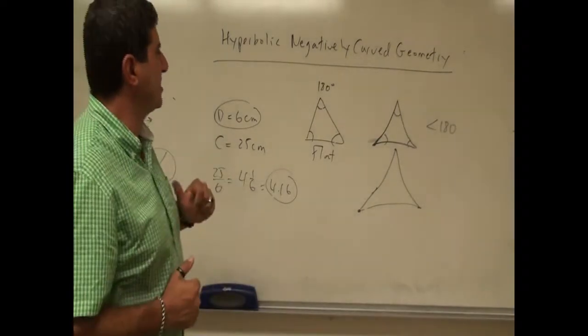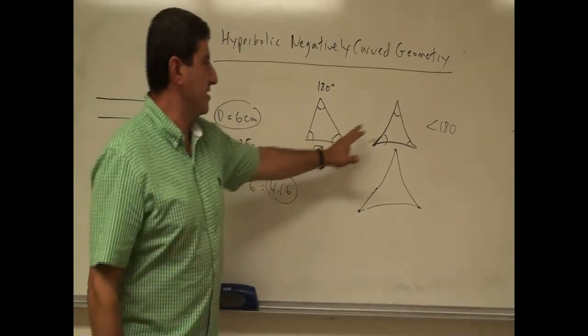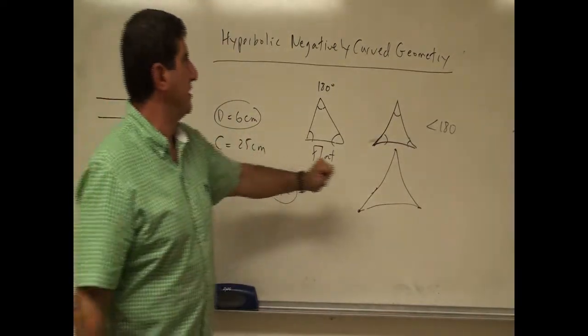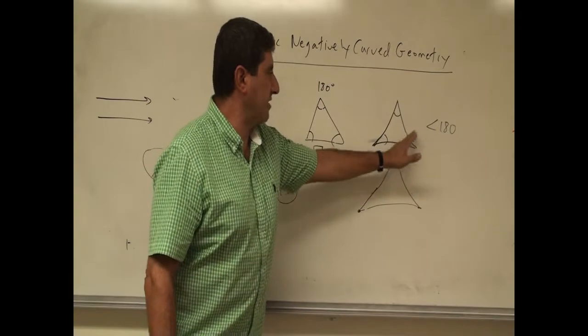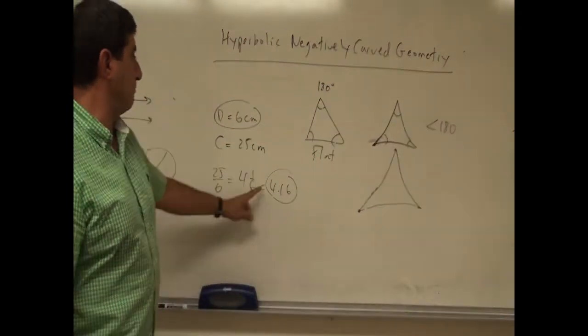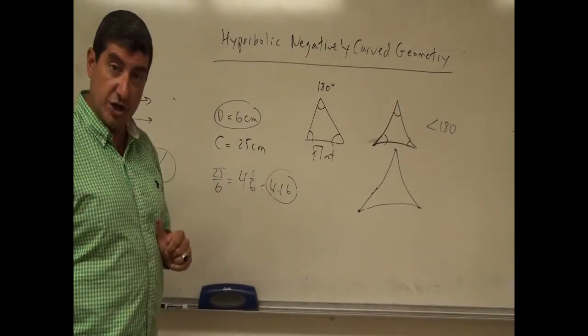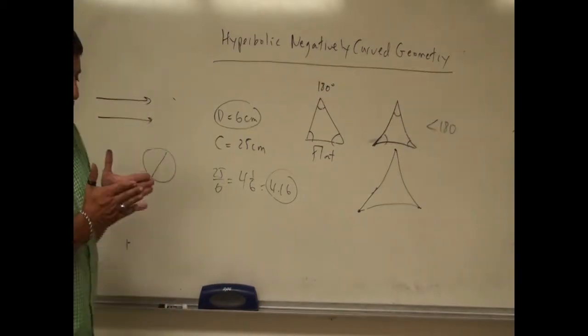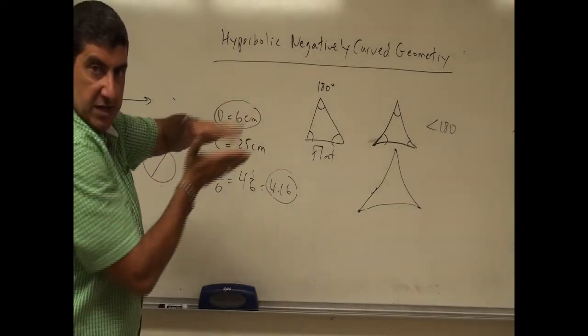So you can see here with this demo the three different properties of negatively curved space. The angles of a triangle add up to less than 180. The ratio of the circumference to the diameter is larger than pi. And also, straight lines diverge outward like this, right?